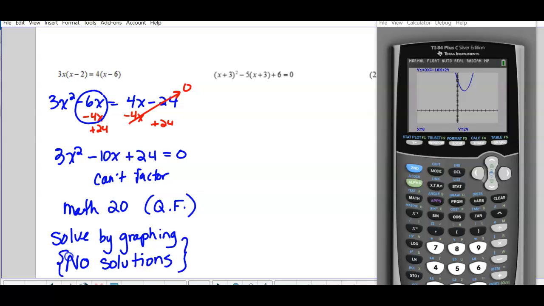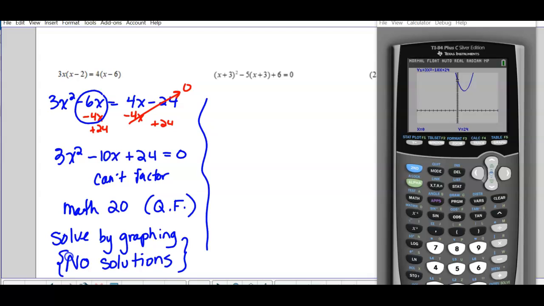Okay, so actually, the quadratic formula wouldn't help you either. All right. And again, in Math 20, we'll learn, do we have to do the whole quadratic formula to know that? No, we're going to learn a faster way to detect if there are no solutions. Okay. All right, so that's a good little practice using your calculator.